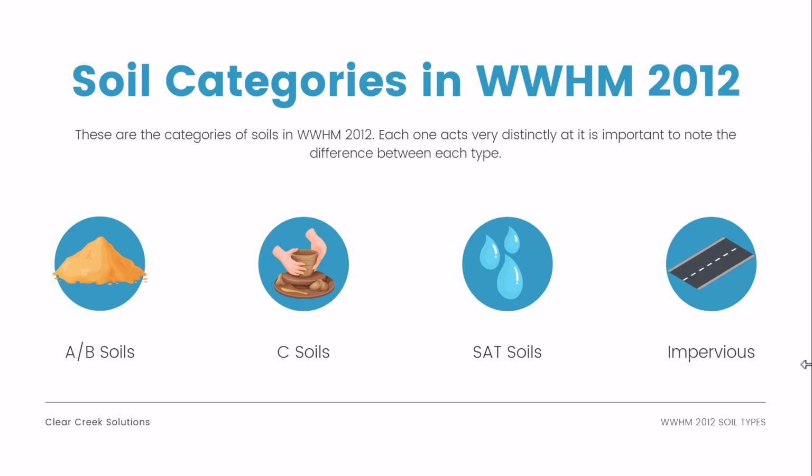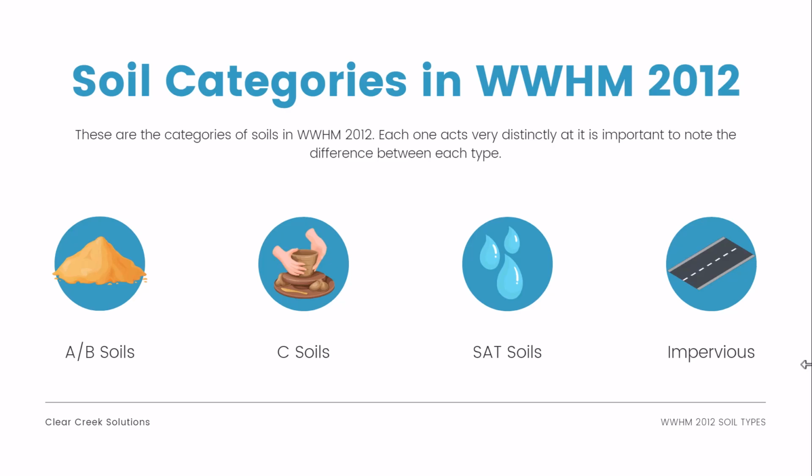So what are the soil categories in WWHM 2012 broadly? These are the categories of soils in WWHM. Each one acts very distinctly, and it's important to note the difference between each type. You need to really know what your project site has, because that's really going to impact how the model operates. Because it acts on a 15-minute time step, we're resetting and reevaluating things every 15 minutes, and the soil type is really going to play into how much infiltration there is, how much runoff there is, how much evapotranspiration there is. It's all going to matter.